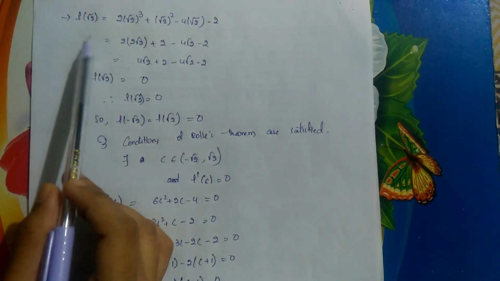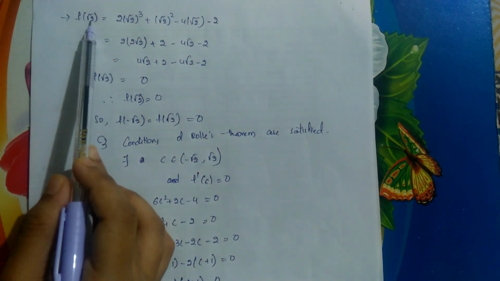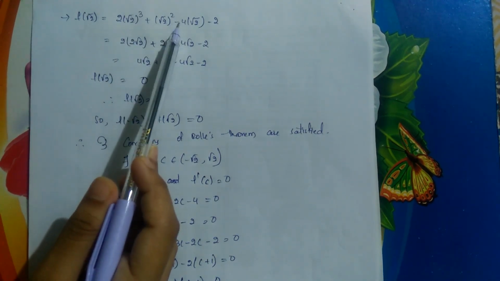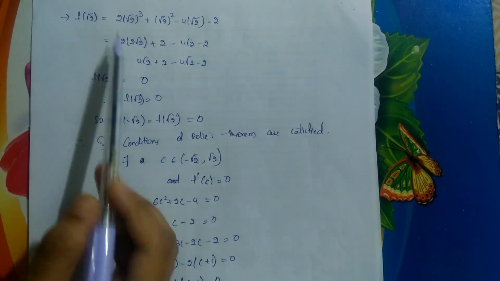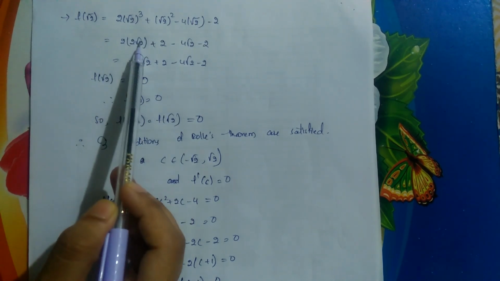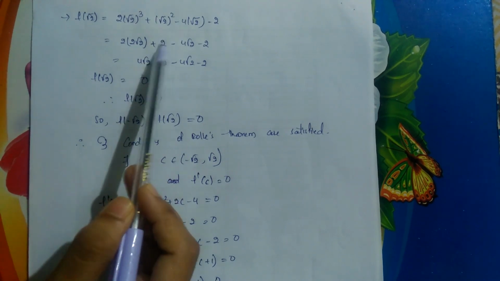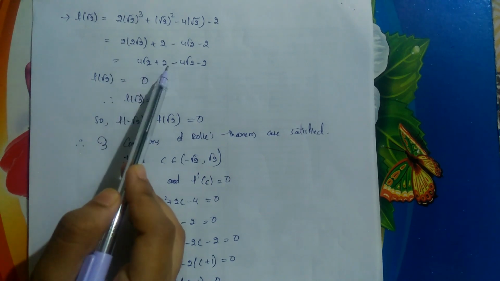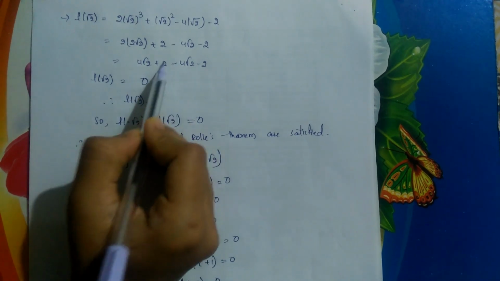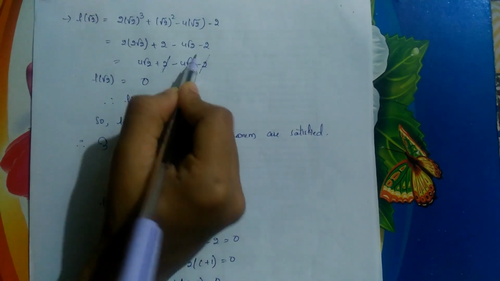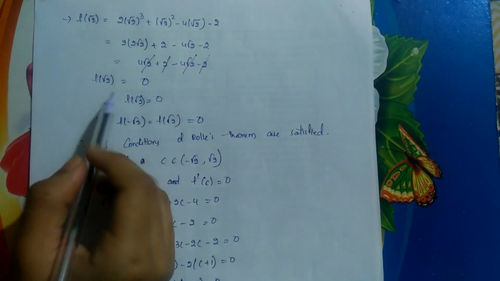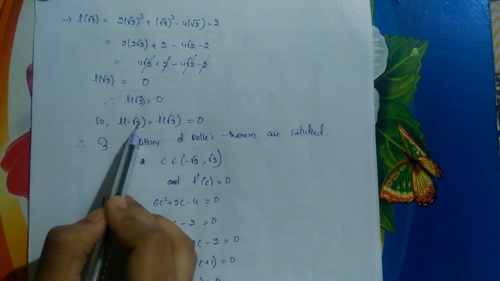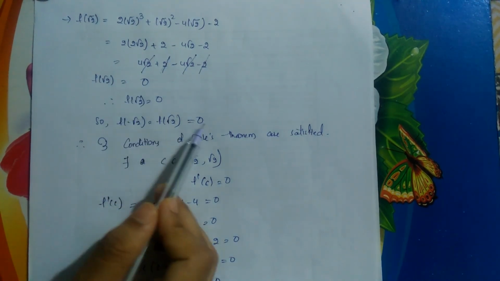Then we substitute root 2 in the function, that is f of root 2, that equals 2 into root 2 whole cube plus root 2 whole square minus 4 into root 2 minus 2. This comes as 2 of root 2 whole cube is 2 root 2, plus root 2 square is 2, minus 4 root 2 and minus 2. So further we will get 4 root 2 plus 2 minus 4 root 2 minus 2. So plus 2 minus 2 gets cancelled, and minus 4 root 2 plus 4 root 2 gets cancelled. So f of root 2 is 0. So f of minus root 2 is equal to f of root 2 is equal to 0.